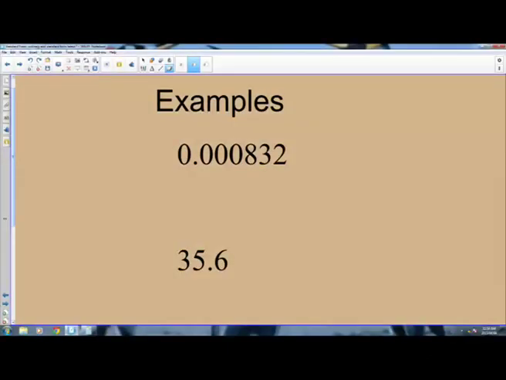We are now to look at the second example, where we are changing from ordinary number to standard form.